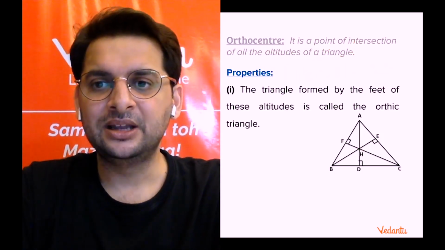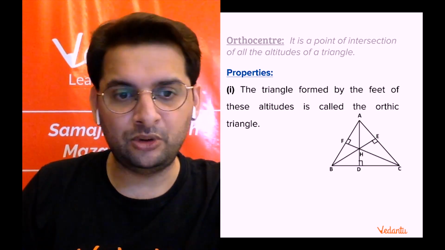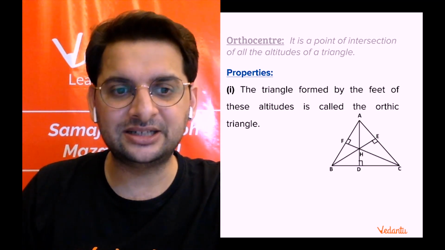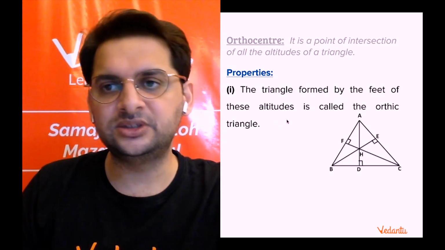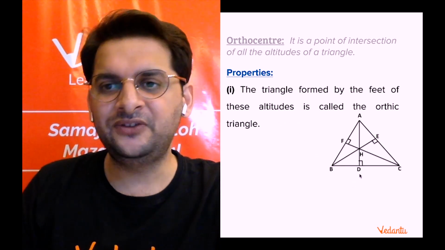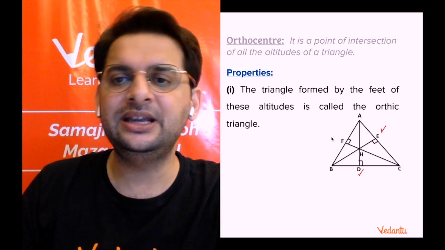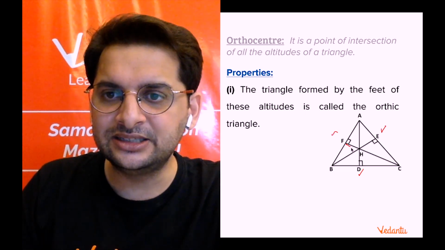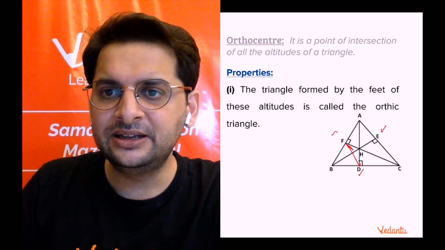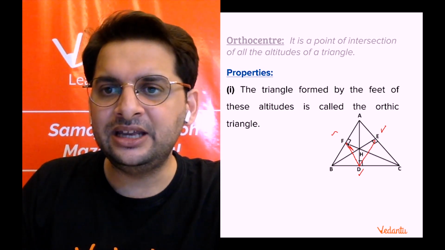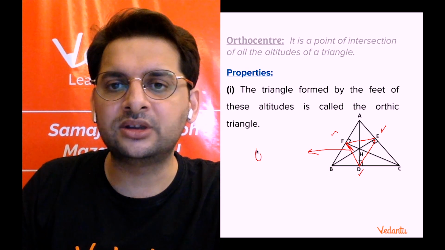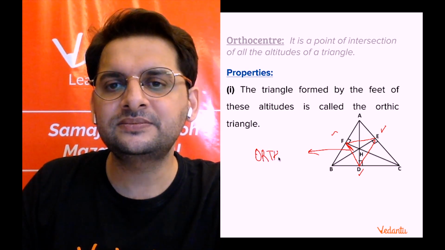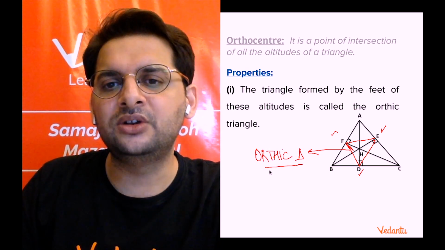So properties. Now one thing, and this is the most important guys, and इसके बारे में हम आज discuss करने वाले हैं. The triangle formed by feet of these altitudes is called the orthic triangle. So feet of the altitude means the points D, E, and F. So if we join these 3 points, so that is DE, DF, and EF, if we join these, this triangle is called the orthic triangle.